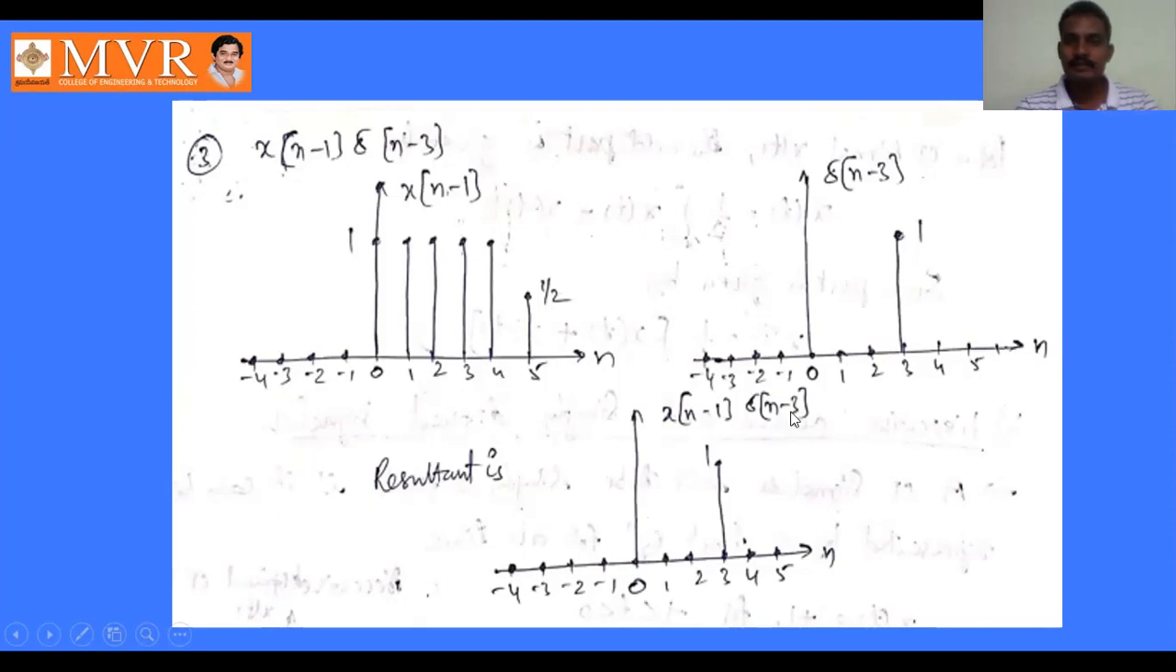At 3 its value is 1 and at 3 its value is also 1. 1 multiplied by 1 we will get 1 in the resultant sketch. At 4 its value is 1 and at 4 its value is 0. So 1 into 0, 0. At 5 its value is 1 by 2 and at 5 its value is 0. 1 by 2 into 0, it is 0. So like this we can sketch the resultant. Okay, this is the x of n minus 1 multiplied by delta of n minus 3.